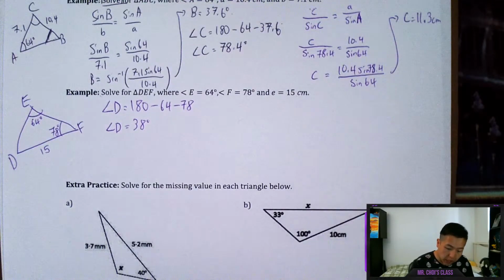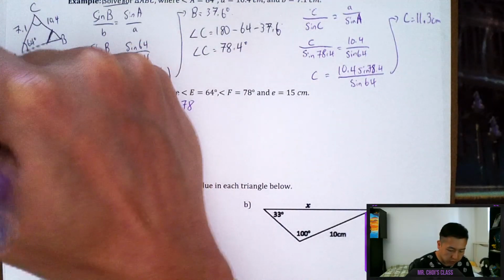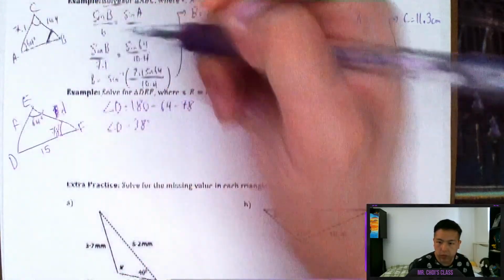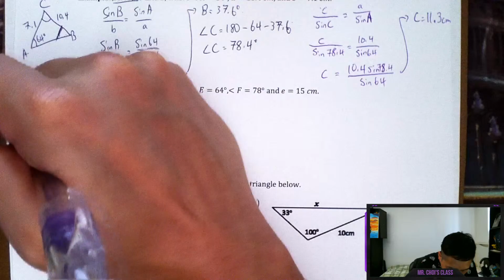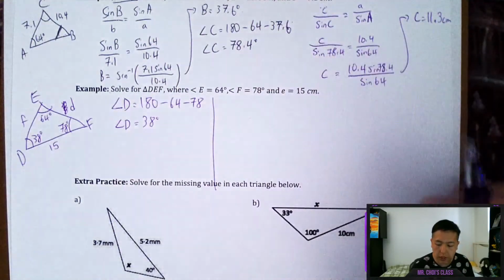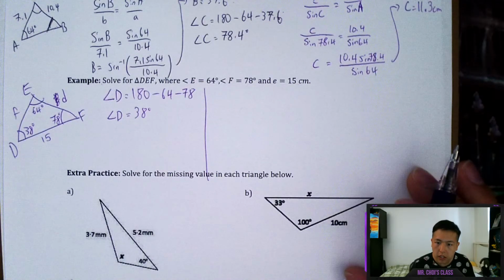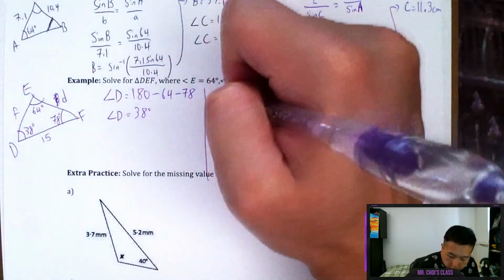So that way, I can start solving the two sides that are missing, right? We're missing side F, and this is side D. So we're missing those two sides. We can solve for angle D first, and that allows us to focus on the two sides right away. So let's solve for side D first.